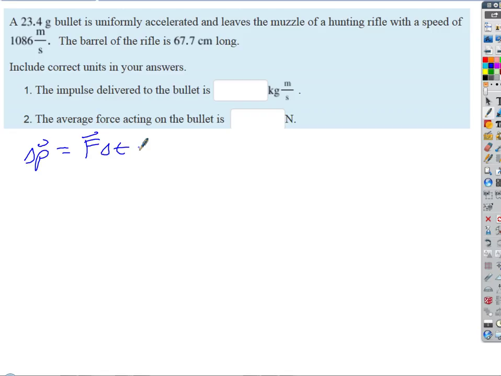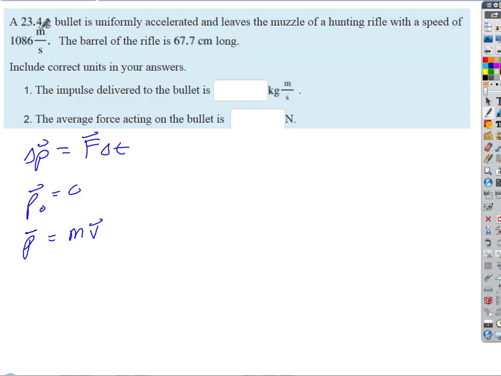Anytime we do a change in, it's just final value minus initial value, right? So let's see here. What's the initial momentum of the bullet? Zero. It's not moving, right? So P naught is 0. P final is just going to be m times v, right? Whatever the velocity is. Okay, so we have to be careful about this though, because the units are messed up. The units are not in standard units.